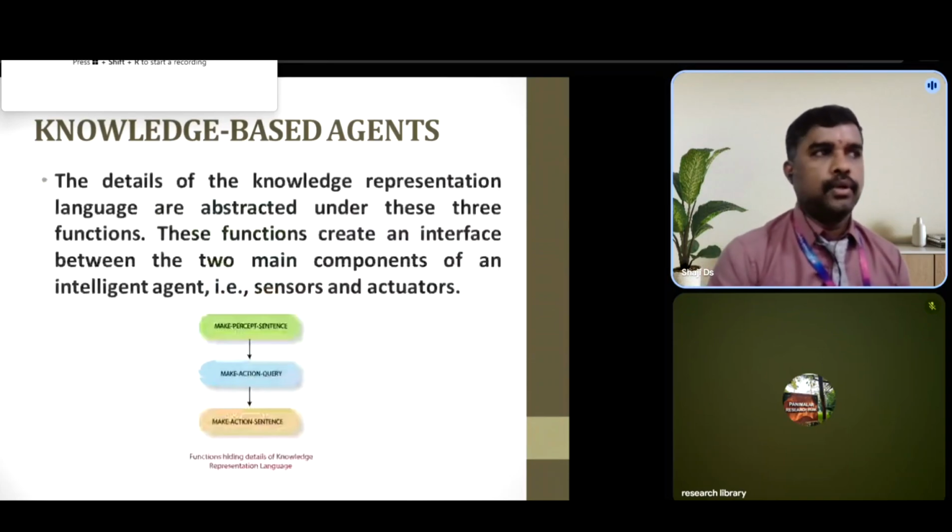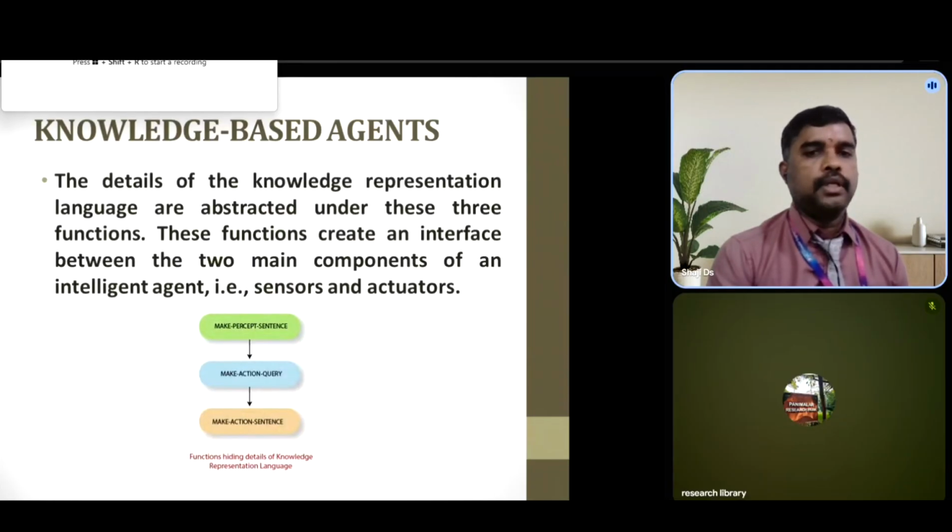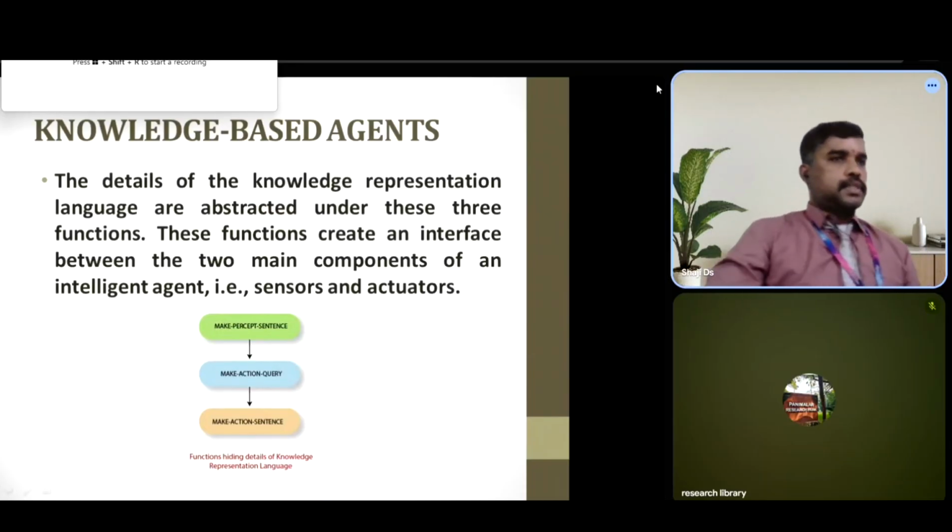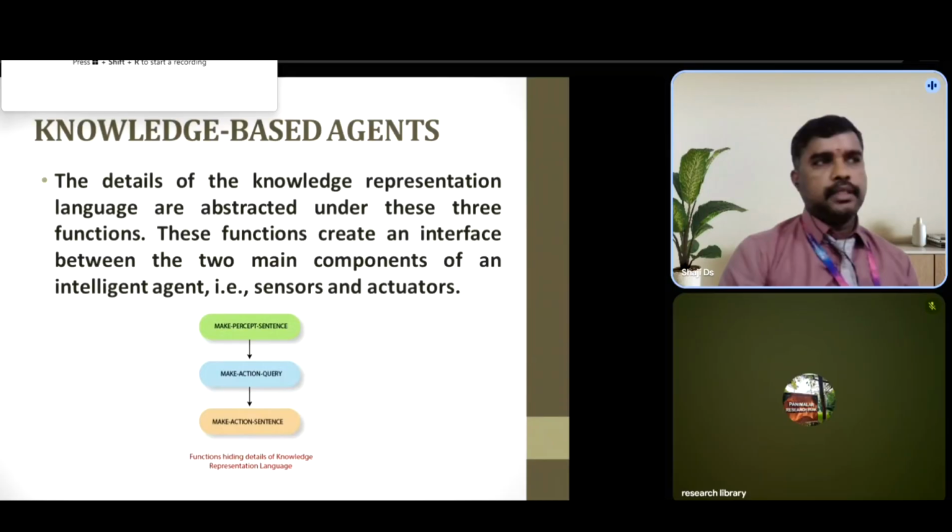And the next one, knowledge-based agent. So the diagram represents the detailed knowledge representation of an agent. The details of a knowledge representation language are abstracted under these three functions. The functions create an interface between two main components of an intelligent agent, that is sensors and actuators.